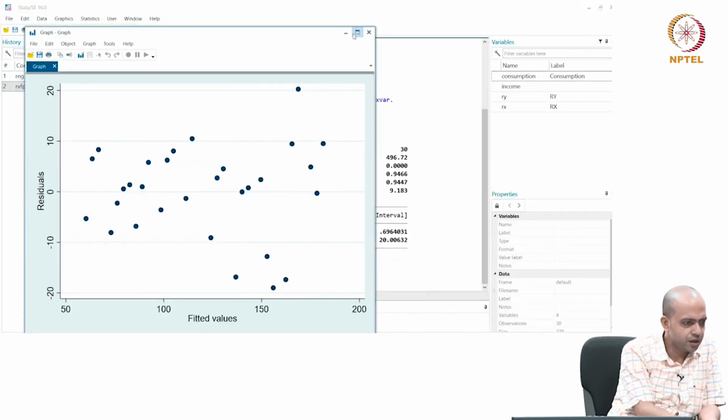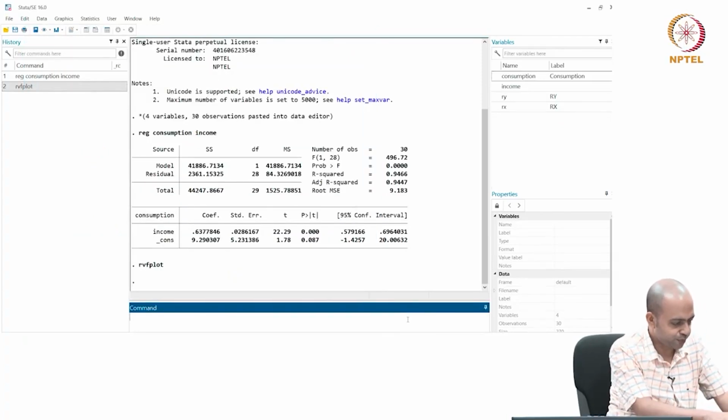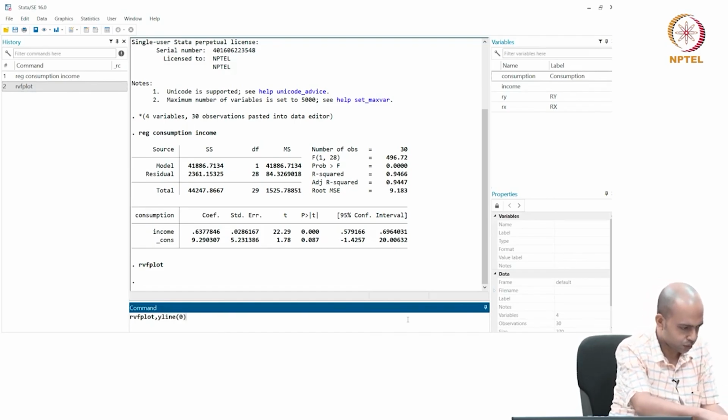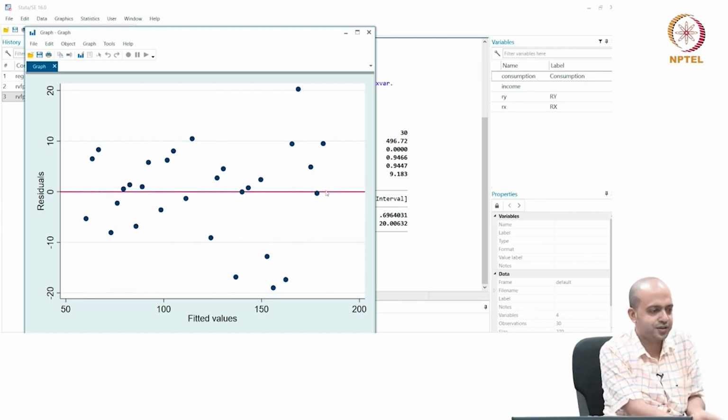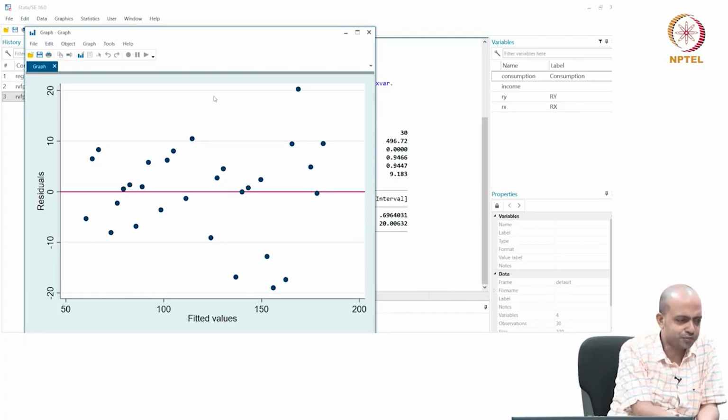If you put another comma, let us say RVF plot, yline 0, then you will see this is a 0 line, and this is how your errors are behaving. It is not constant. Some kind of initial impression, but it is not very clear.